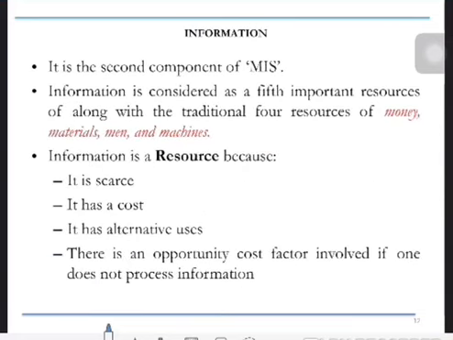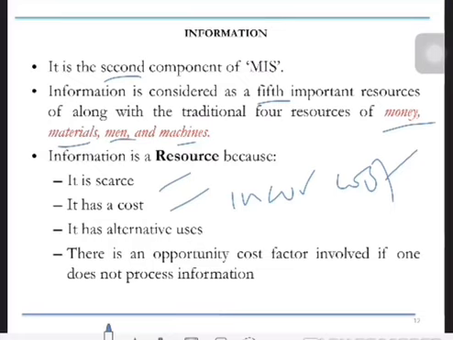Then you have the second component of the management information system, MIS, which is information. Information is considered as a fifth important resource, along with the traditional four resources: money, materials, men and machines. Plus to that, nowadays we have the fifth resource, that is information. Information is a resource because it's scarce. So because of this, we can say that information is a resource. It has a cost. In order to get information, we have to incur cost.